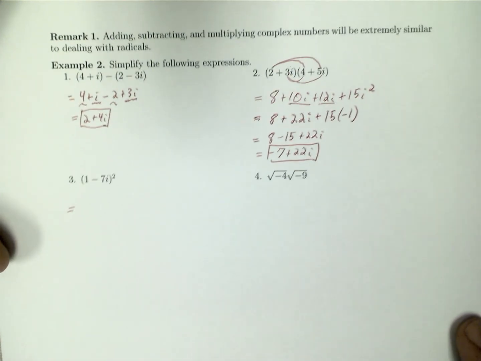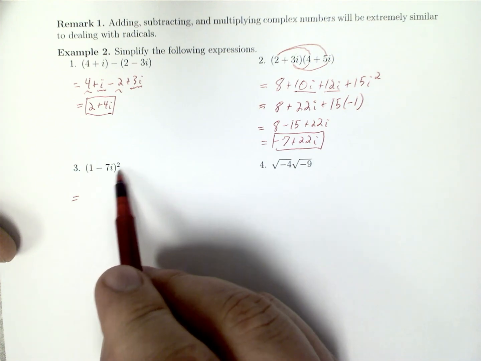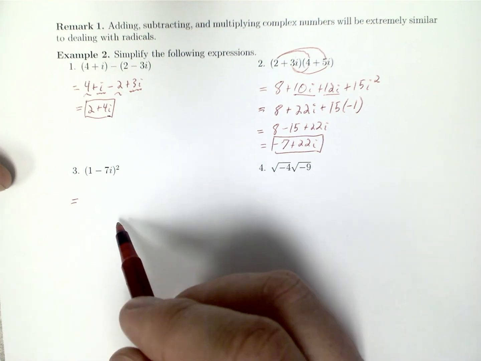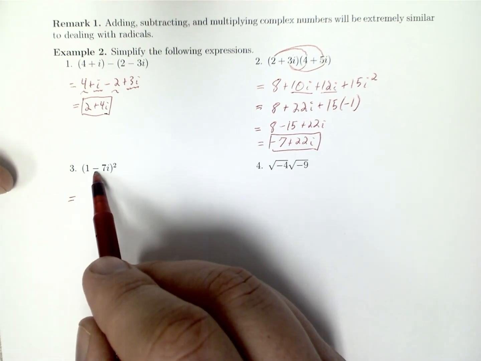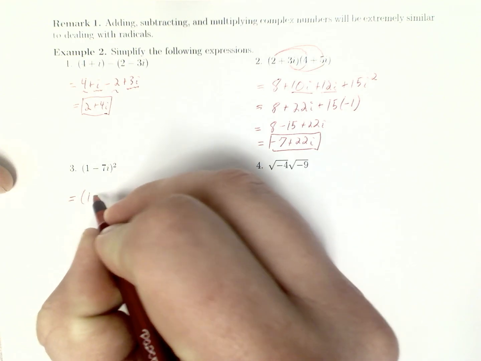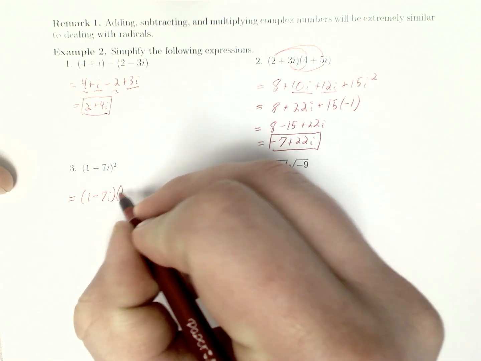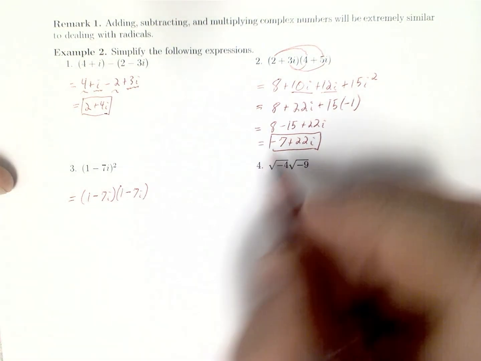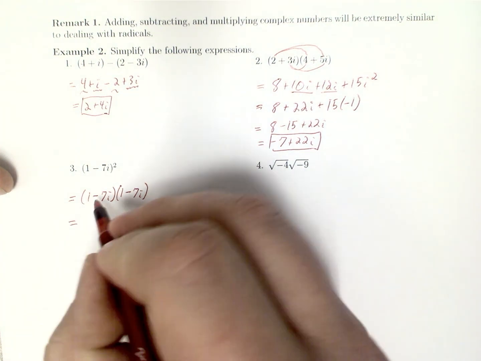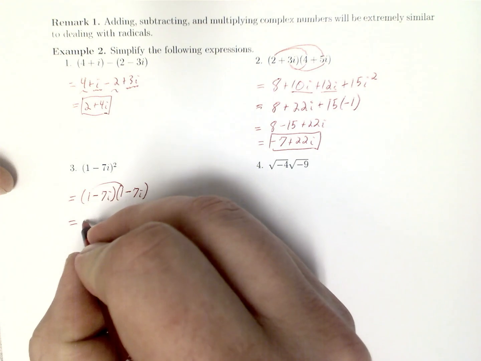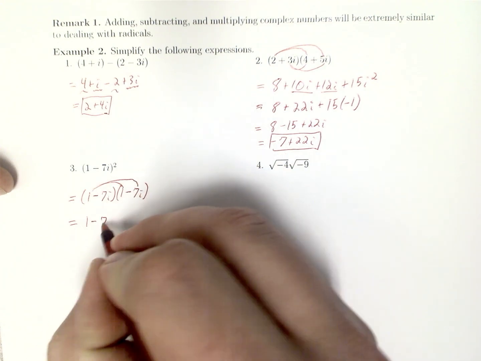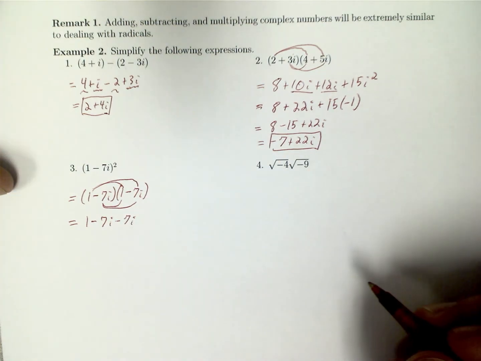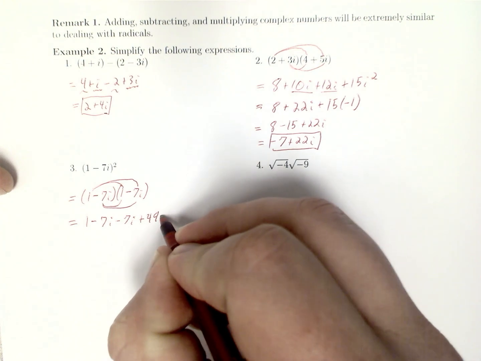Similarly, we can take this thing, 1 minus 7i squared. Remember, you can't just distribute the square over addition or subtraction. So what you have to do is write it out. Go back to the definition of what it means to be squared. It means two copies being multiplied by each other. And just like before, we're going to FOIL it out. 1 times 1 is 1. 1 times negative 7i is negative 7i. The negative 7i times 1 is also negative 7i. Negative 7i times negative 7i is plus 49i squared.